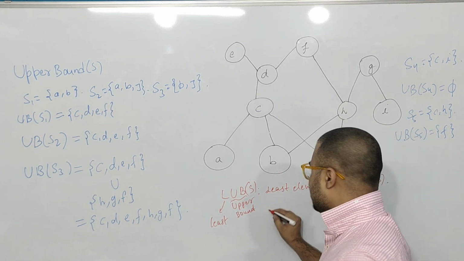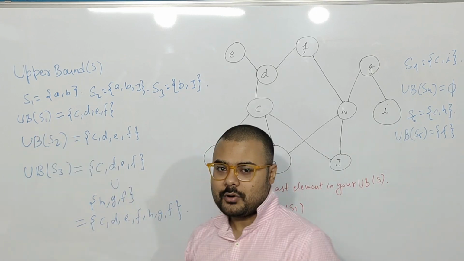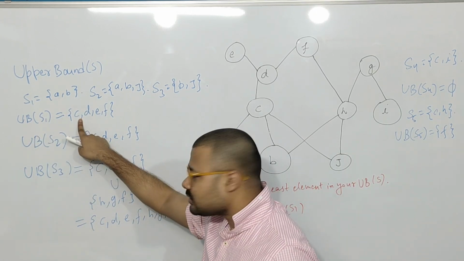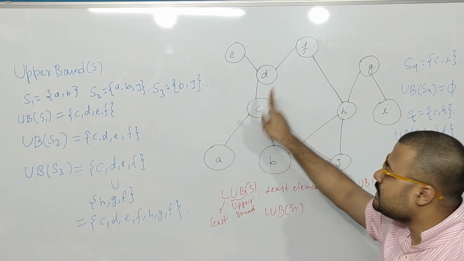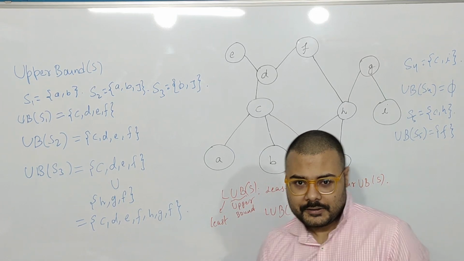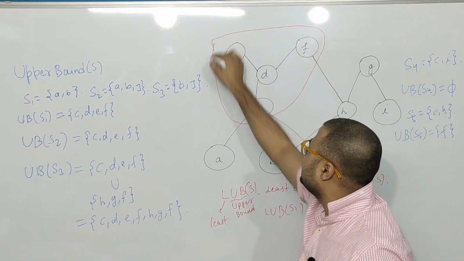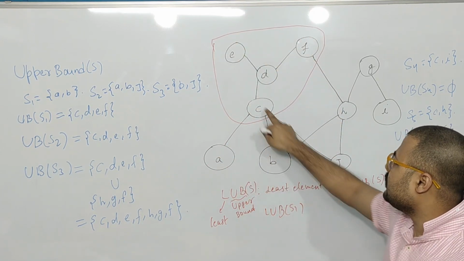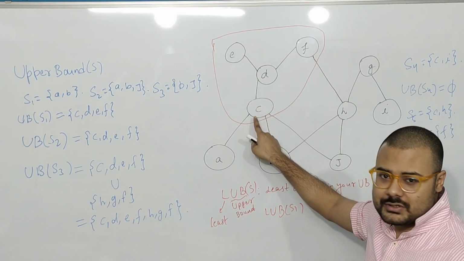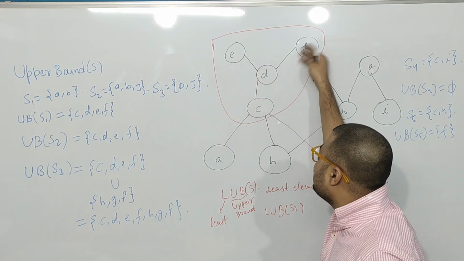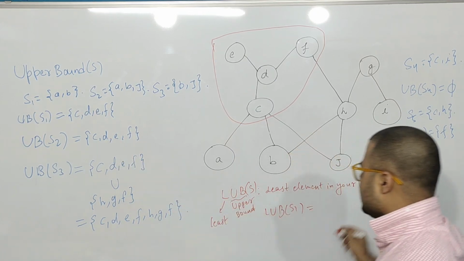If you look at the least upper bound of S1, it is C, because C is the first join point. For A and B, C is the first join point, and this is a unique join point. This is your upper bound of A and B. Among this set of elements, C is the lowest, C is the least element, because C is related to every element in that set. So the least upper bound of S1 is C.